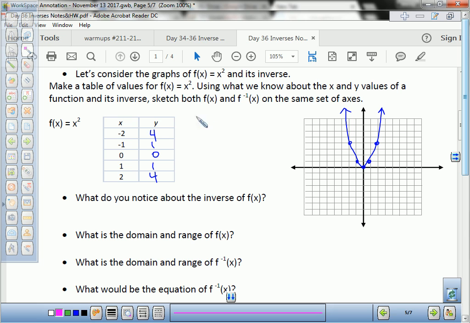All right, so now let's figure out the inverse of this function. What does the inverse do to the x and y? Switches it. So if I gave you a table, all we do is switch. The 4, the 1, the 0, the 1, and the 4 would become my x values. And the correlating y values, which is indicated by inverse, would be negative 2, negative 1, 0, 1, and 2. So we come over here and we graph this.